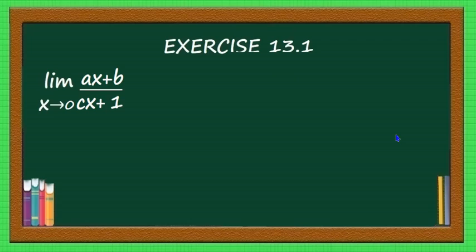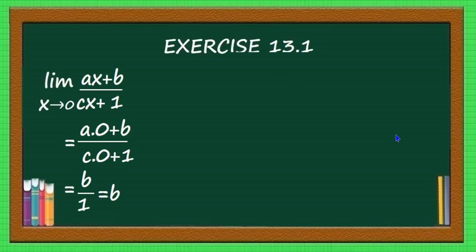Now you take this problem, limit x tending to 0, ax plus b divided by cx plus 1. Here instead of numbers, some constant notations are given, and just keep the notation as it is, that's all. And if you put x equal to 0, what happens? Just check it in the beginning. That is a into 0 plus b divided by c into 0 plus 1. And that's equal to b by 1, that's equal to b, which is the limit of this function.